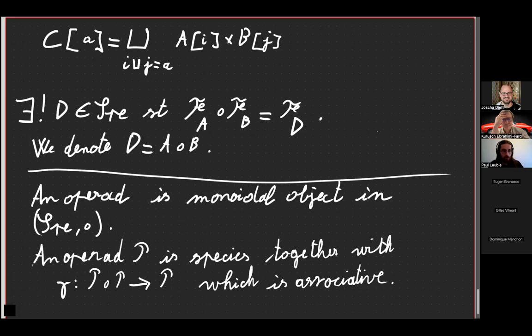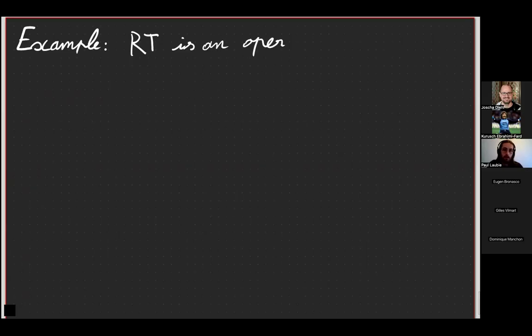Maybe you want an example of an operad? I will give one example. We already saw a species that we all love, which is the species of rooted trees. And the idea is that rooted trees is an operad. Okay, so I did not tell you what the composition was, so you have to trust me.